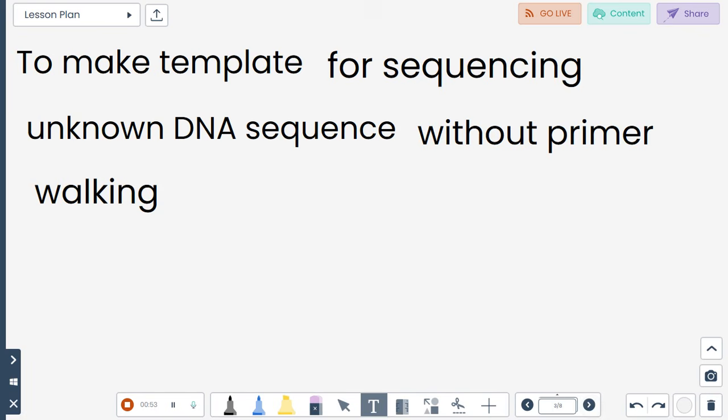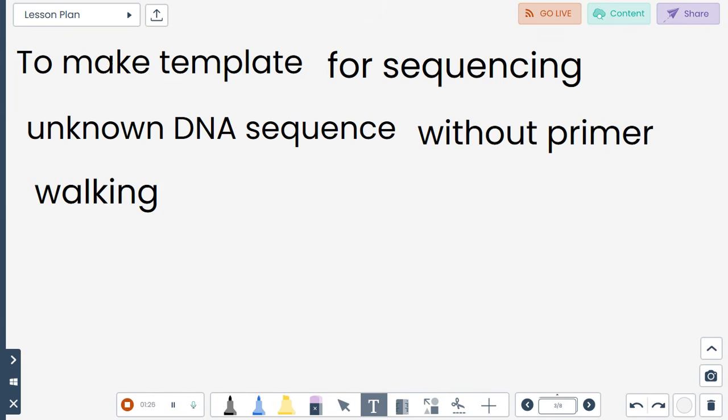Inverse PCR is generally used to make a template for sequencing an unknown DNA sequence without primer walking. In primer walking, suppose you have an unknown DNA, first you will do Sanger sequencing. Then based on that sequence, you prepare a primer and again do a sequencing. So you need to prepare several primers for sequencing an unknown DNA fragment.